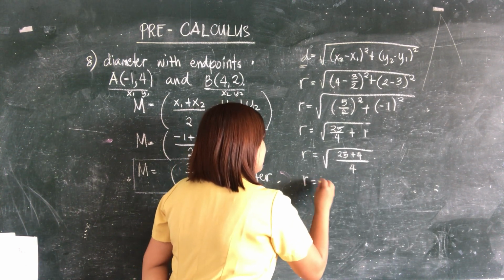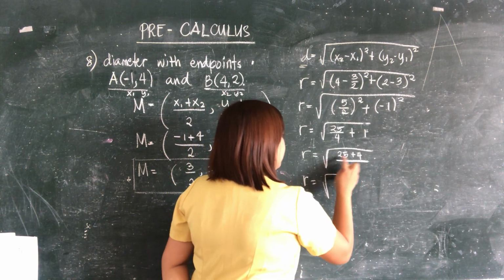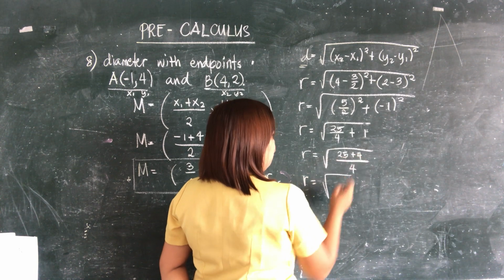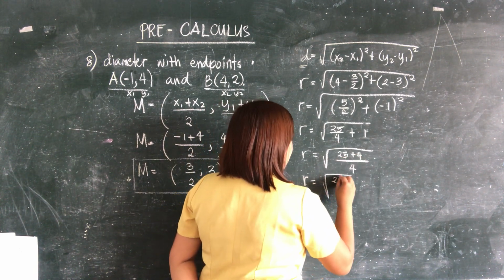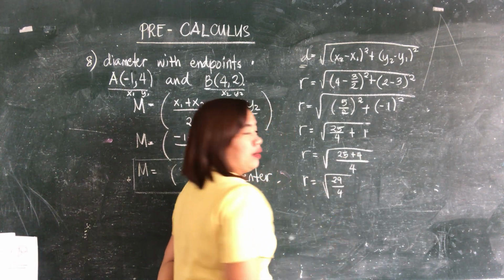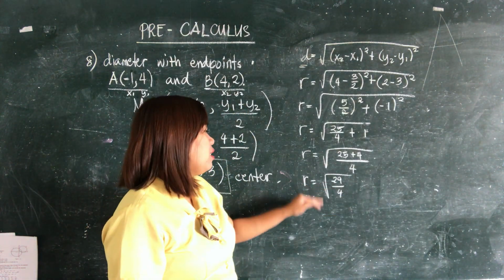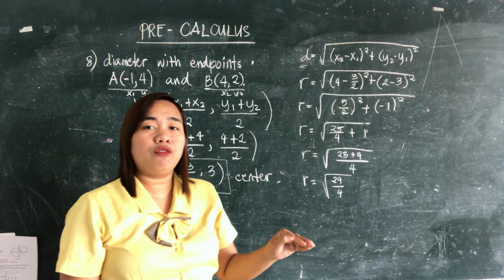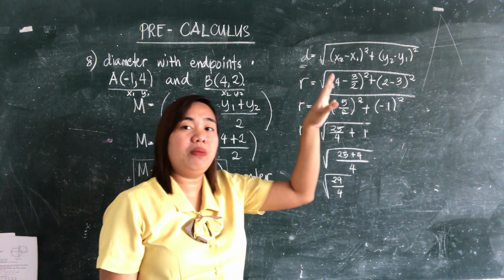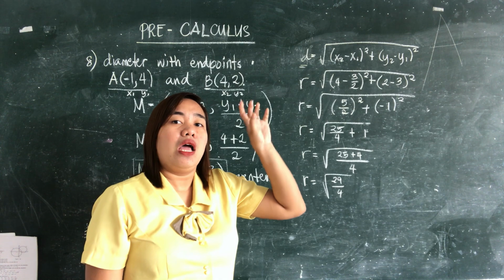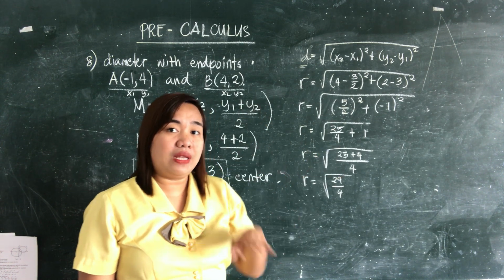Therefore, the radius now will become the square root of 25 plus 4. We have 29 over 4. And we're going to simplify this. In getting the square root of a fraction, all you have to do is to get the square root ng numerator and then again, get the square root of the denominator.